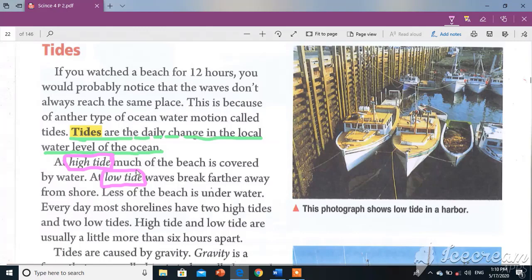At high tide, much of the beach is covered by water. High tide means the level of water increases or rises, but at low tide, waves break farther away from the shore. Low tide means the level of water in the ocean decreases.